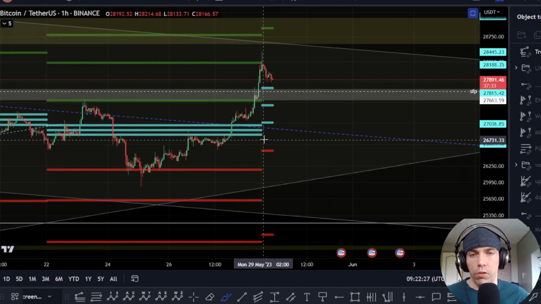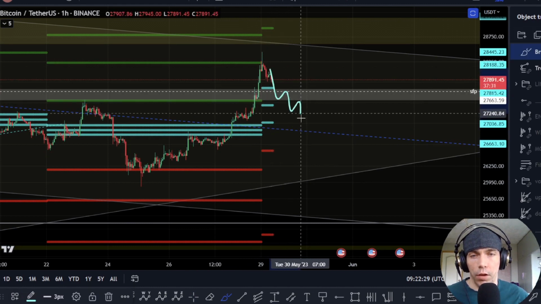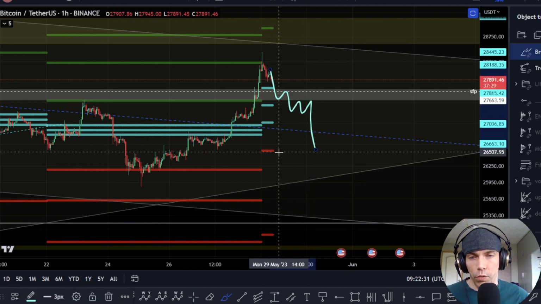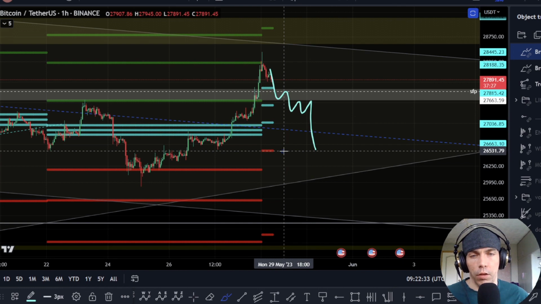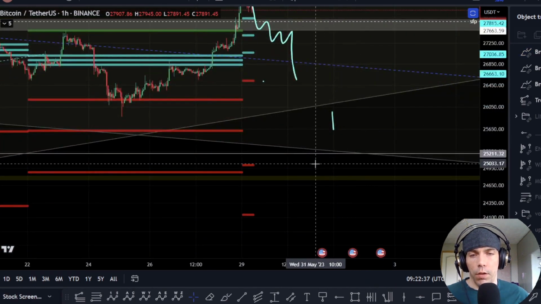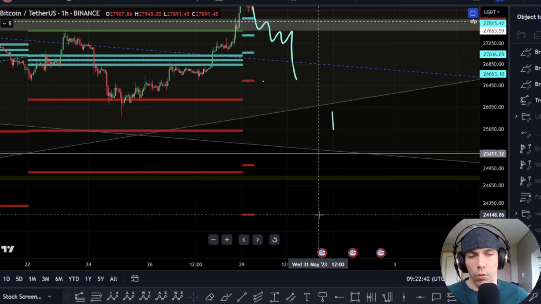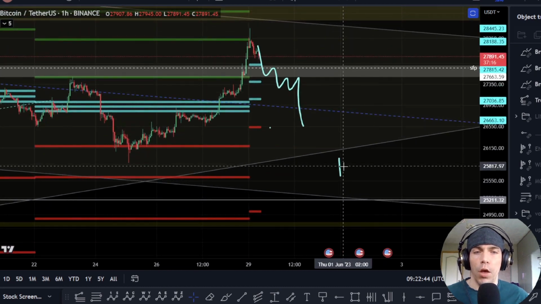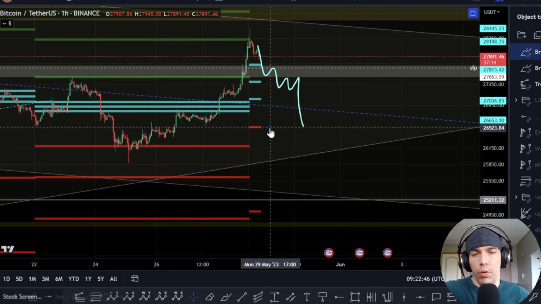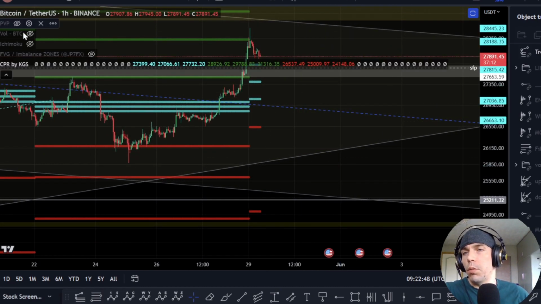If we start to lose these central lines, this could mean that we actually see a move down towards this R1 line, which is sitting here towards this 26,539, and then we have these lower ones here sitting towards this 25,000 area, and this lower one, this 24,150 zone. So that'll be interesting to keep an eye on as the week progresses.